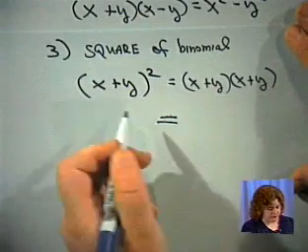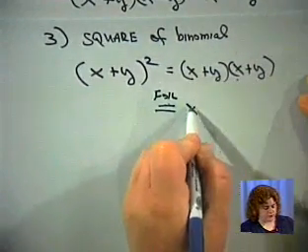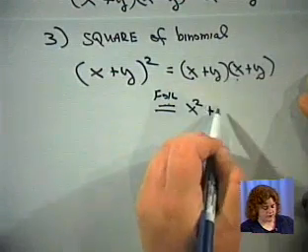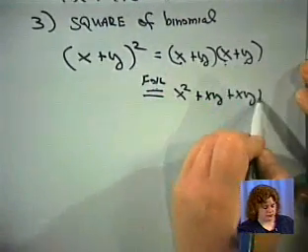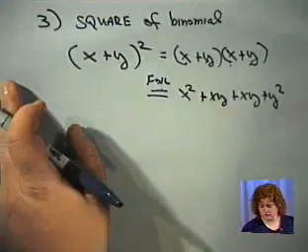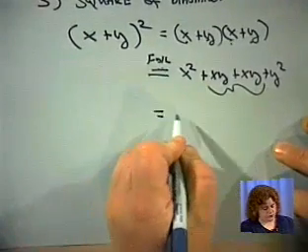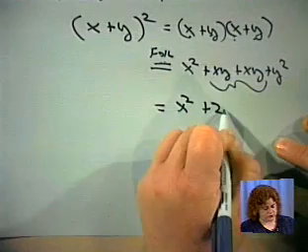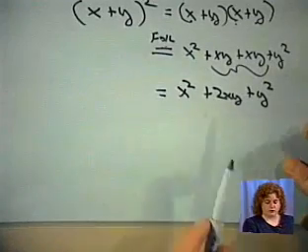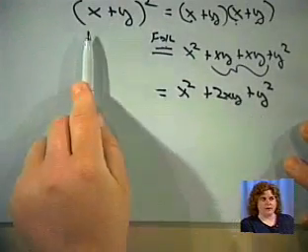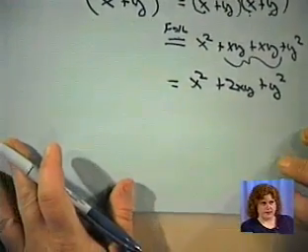Let's go ahead and FOIL that. And we'll have first x squared plus outside xy, inside xy, and last y squared. Well, we can again add up the two middle terms, and we'll get x squared plus 2xy plus y squared. This pattern is going to hold true no matter how fancy the terms in the place of the x and the y get. And we'll apply that in an example.